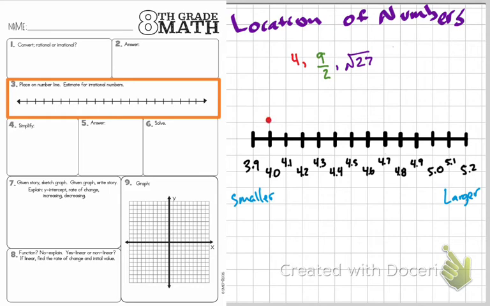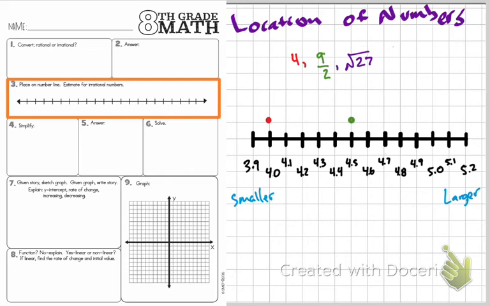My first number is pretty easy to place. 4 is just going to go directly above 4.0. Next, I have 9 halves, and if I do some work with 9 halves, I'm going to realize that 9 halves, or 9 divided by 2, is actually 4.5. So I can put 9 halves right above my 4.5 mark.